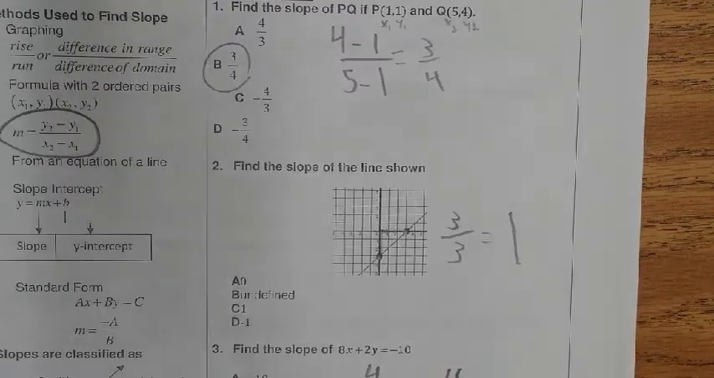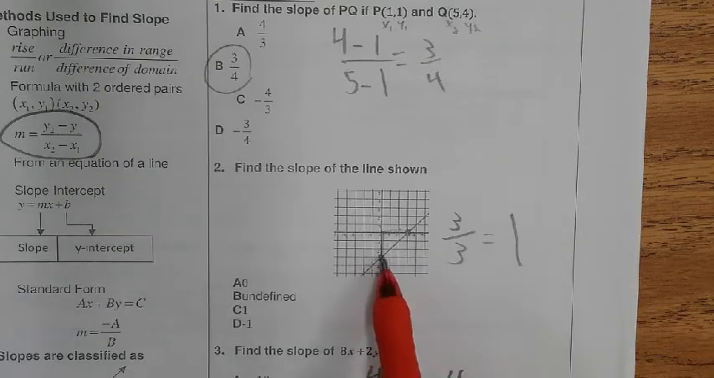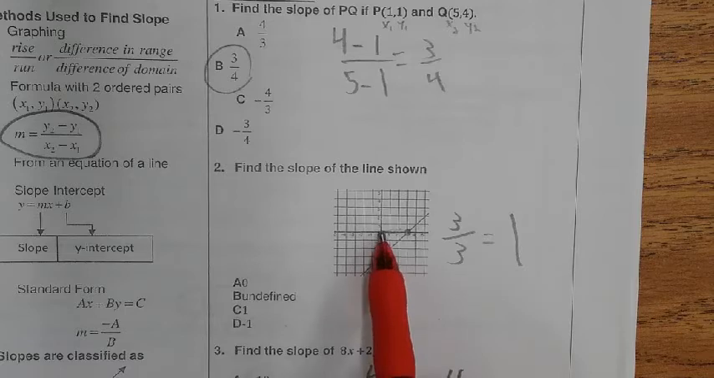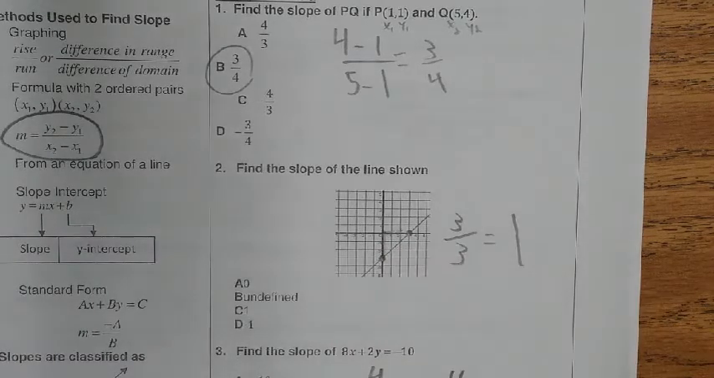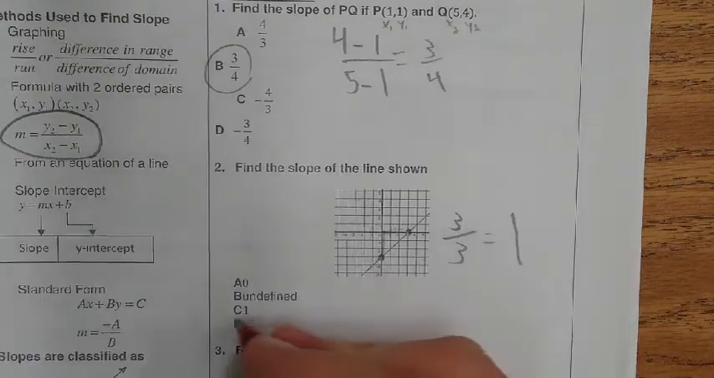The second one, you just do rise over run. Well, if we go from this point to this point, we went up 1, 2, 3 over 1, 2, 3. You have to simplify your fractions, so 3 over 3 does reduce down to 1.